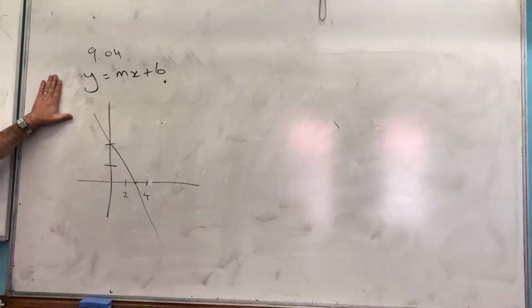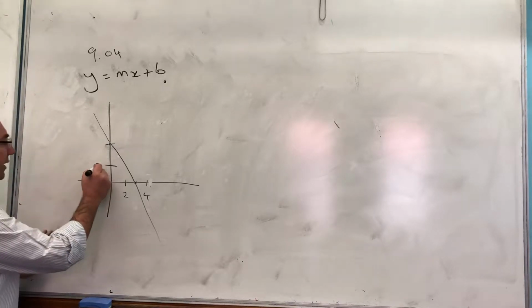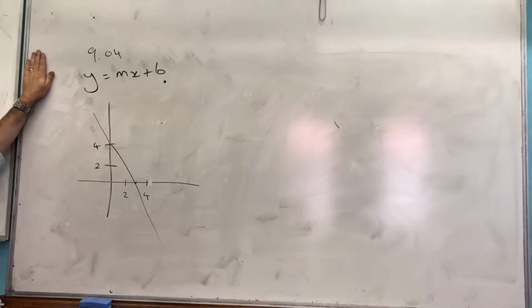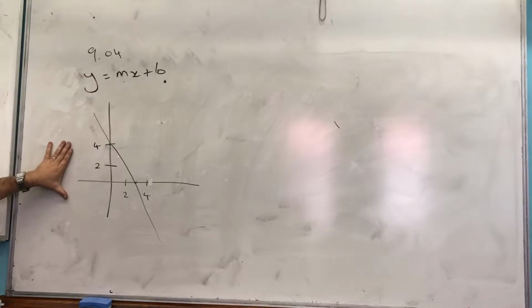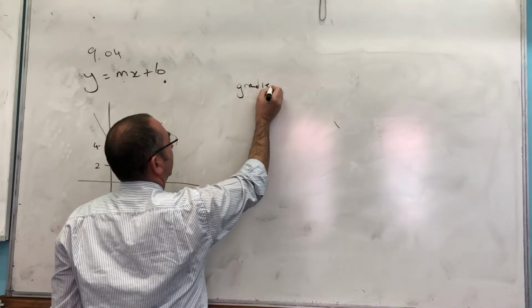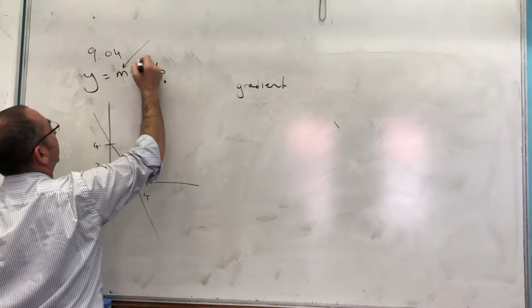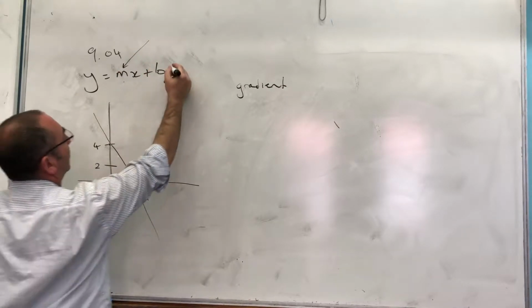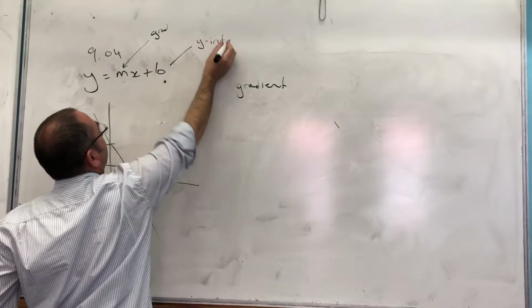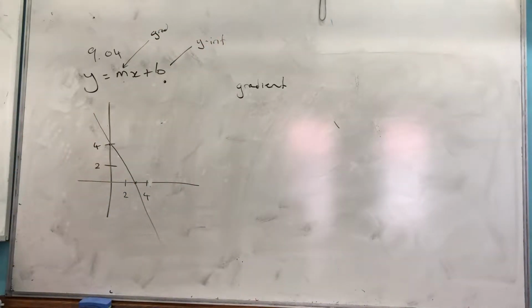So in this example, we're given the graph of a line, and it wants us to find out the equation of that line. To go from graph to equation, we need to know two things. We need to know the gradient, which is the m value, and we need to know the y-intercept. So that's the gradient, that's the y-intercept. So we need to know the point at which it crosses the y-axis.